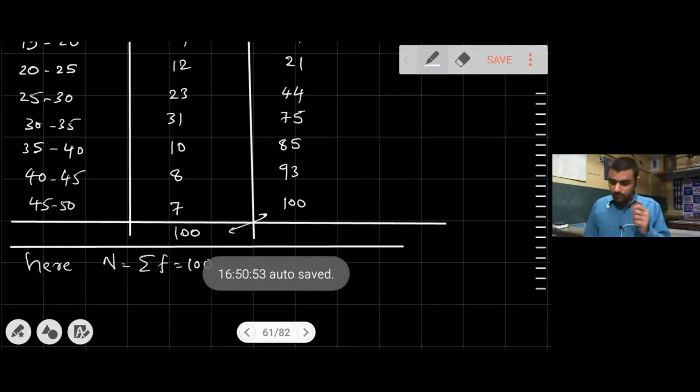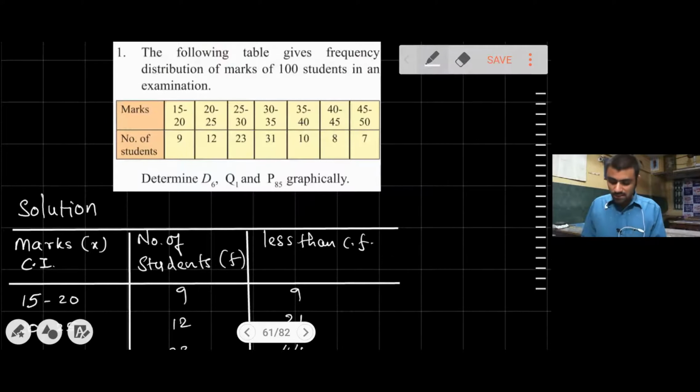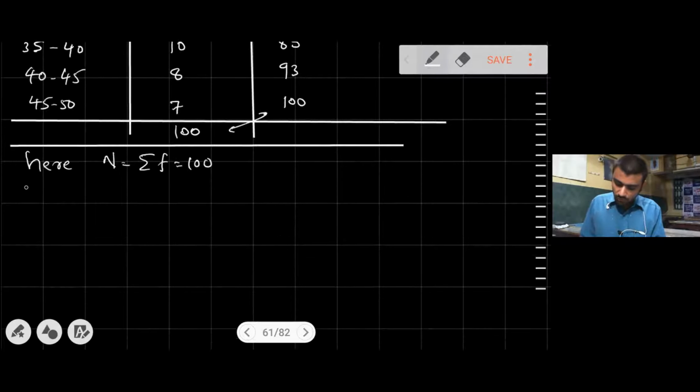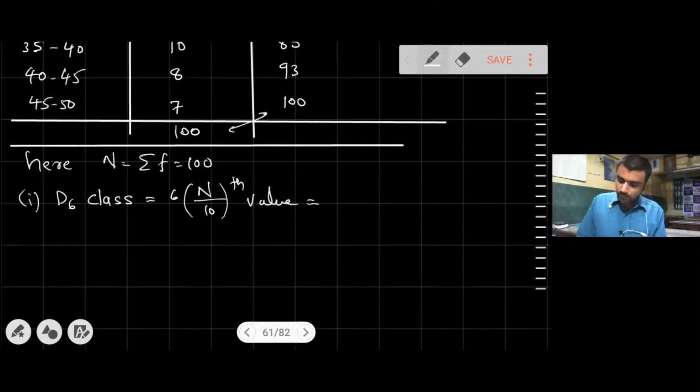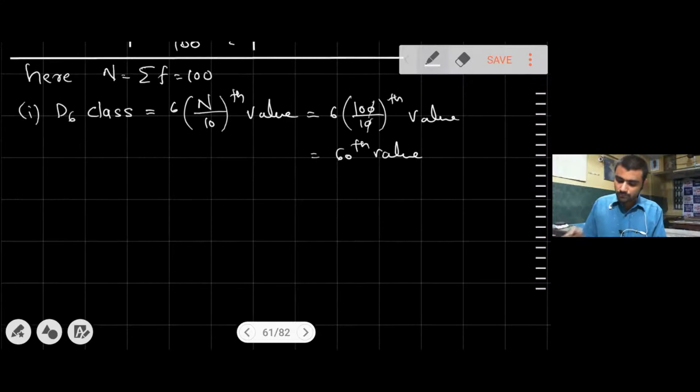Now we have to obtain D6. So first we need to obtain the D6 class. The D6 class will be 6 into capital N upon 10th value. So it will be 6 into 100 upon 10th value, and the 10 will be cancelled. 10 into 6, that is the 60th value.